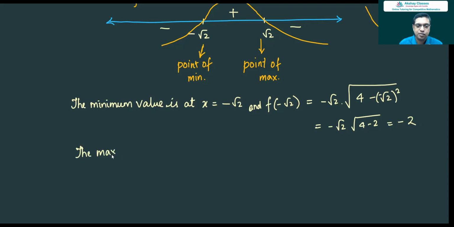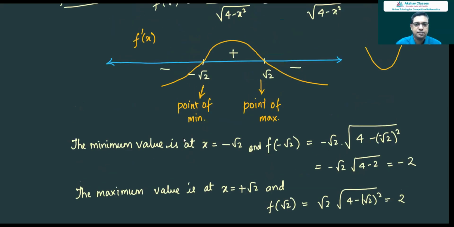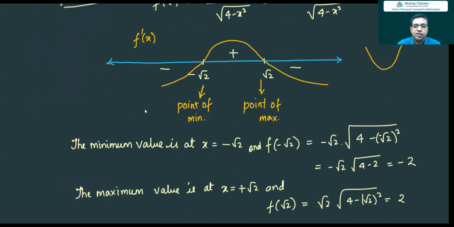The maximum value is at x equal to plus under root 2, and f of under root 2 is under root 2 into under root of 4 minus the square. This is the maximum. Clear? So the first case was a simple polynomial, the second case was an irrational function.